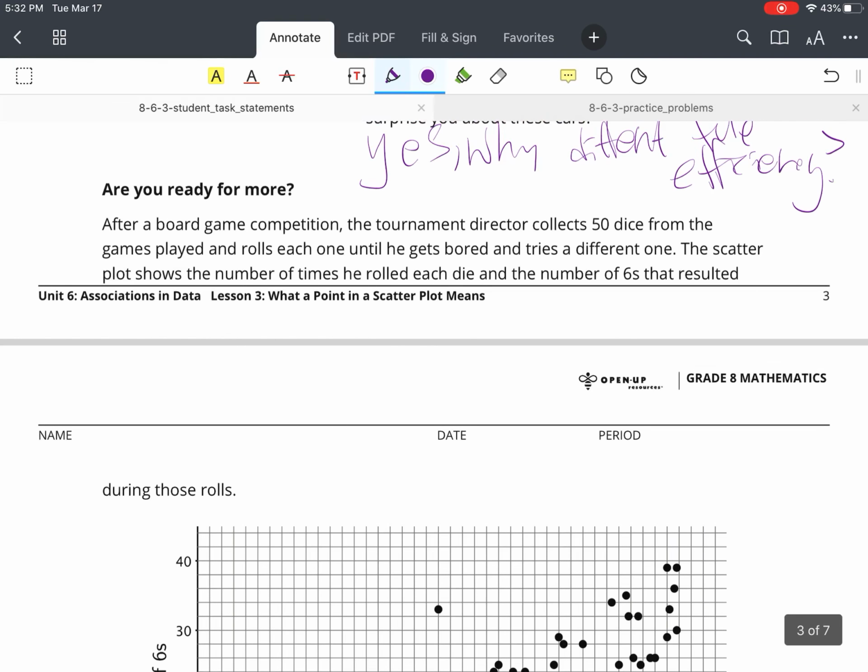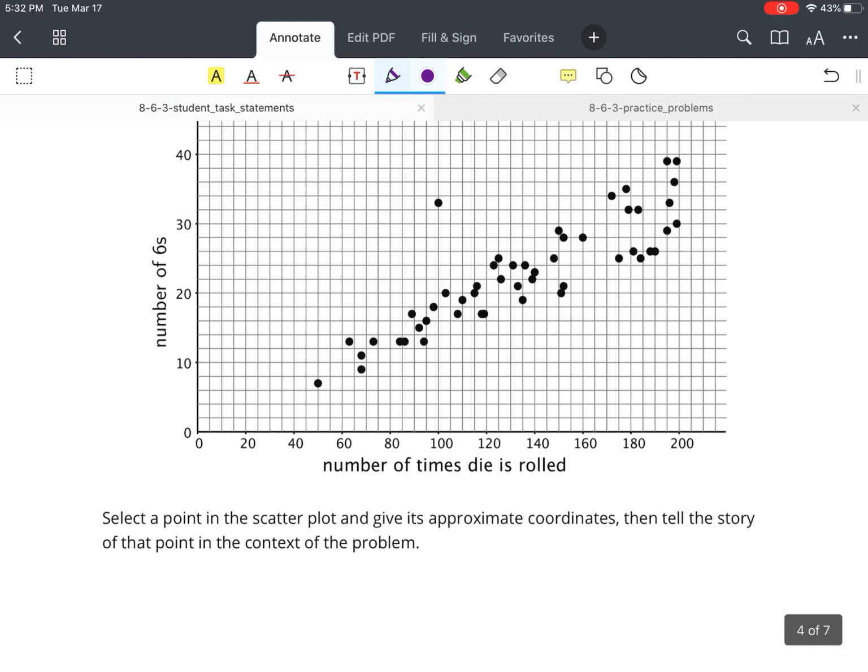After a board game competition, the tournament director collects 50 dice. Shouldn't it be 50 die? No, it's one die. Multiple die is called dice. Okay. Collects 50 dice from the games played and rolls each one until he gets bored and tries a different one. The scatter plot shows the number of times he rolled each die and the number of sixes that resulted. Select a point in the scatter plot and give its approximate coordinates. Then tell the story of that point in the context of this problem.